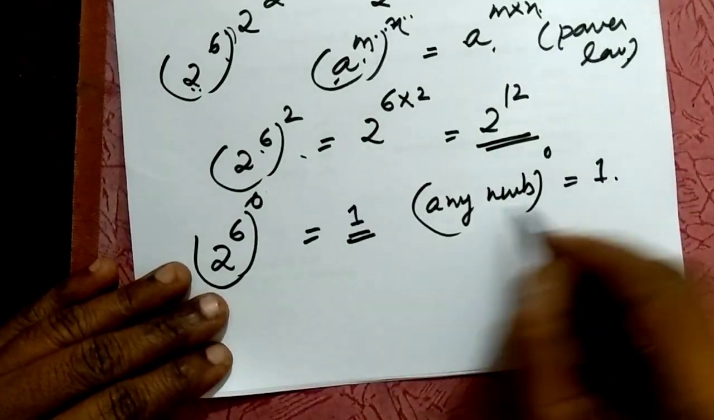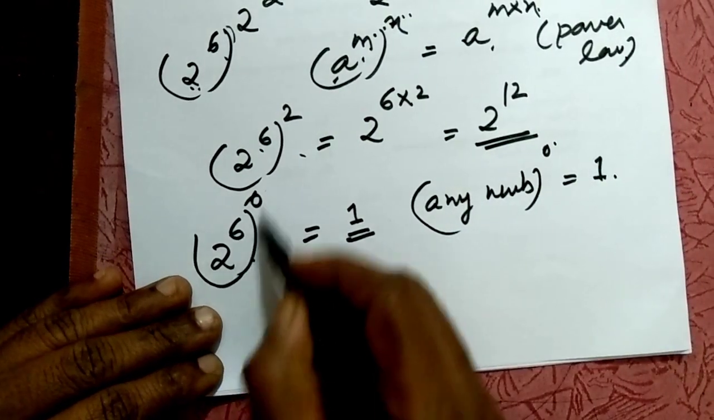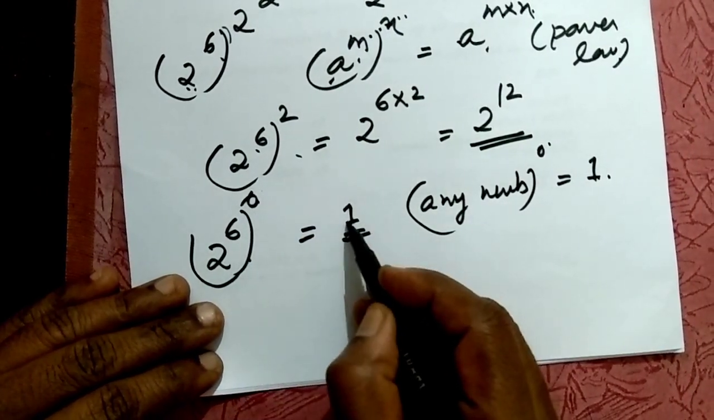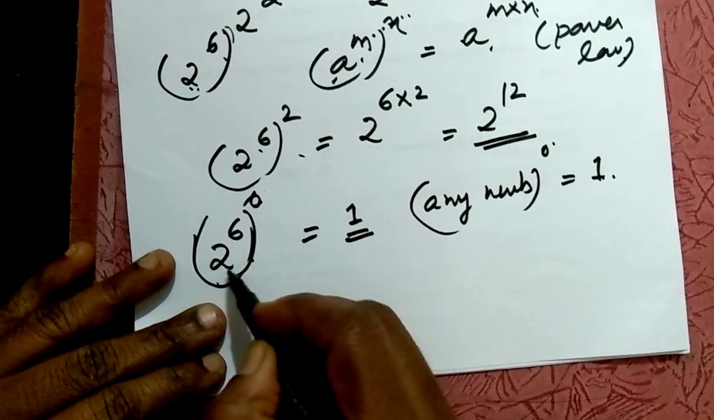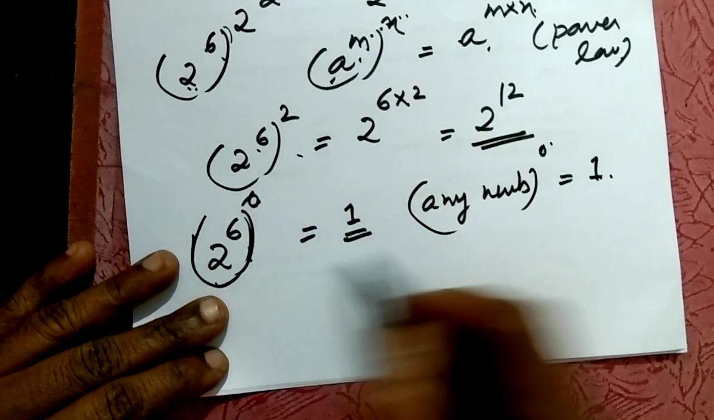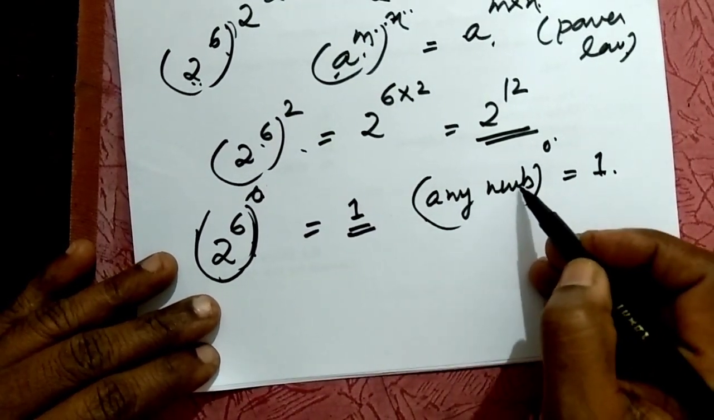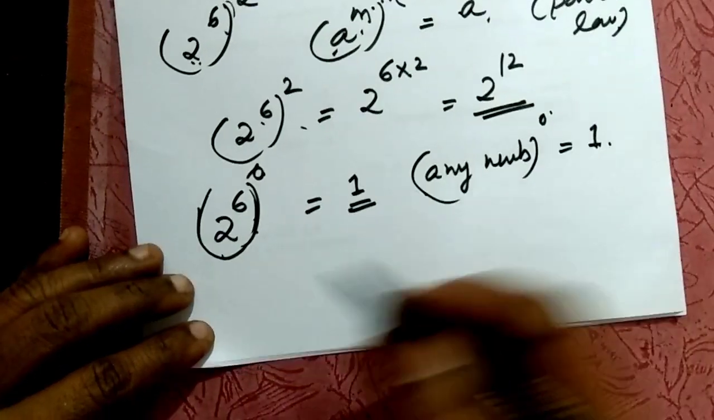We have learned that any non-zero number raised to 0 is equal to 1. So 2 raised to 6 whole raised to 0 is equal to 1. Whatever the number within the bracket, that raised to 0 is equal to 1. So any non-zero number raised to the power 0 is equal to 1. Okay.